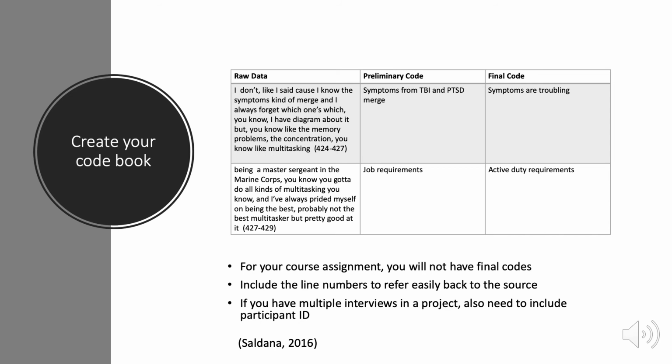You'll use your preliminary code, so whatever your first code that you came up with in your initial coding. And after you do the first round of coding, you'll start to merge and refine codes. So then in the third column, you would put the final code. Now for your course assignment, you don't have to have final codes. You just have to have the raw data and the preliminary coding. Include the line numbers from the raw data so that you can easily refer it back to your interview transcript.